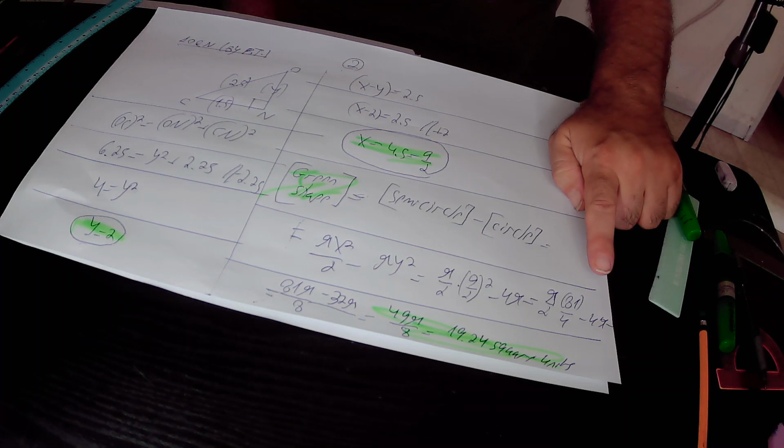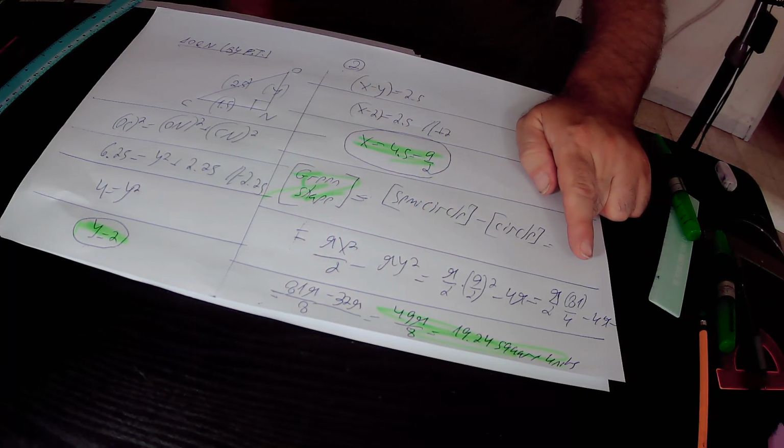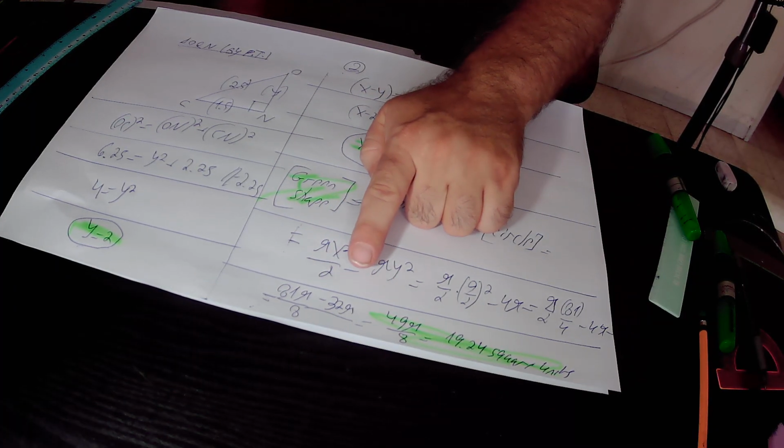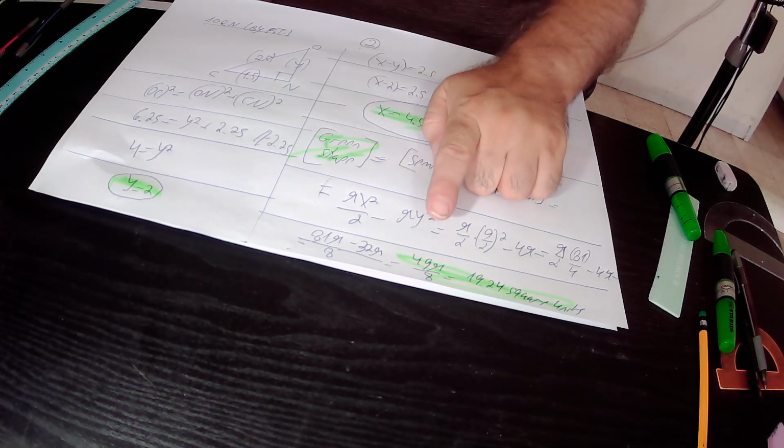Here we multiplied minus 4 pi by 8 and then we divided by 8 in order to combine this expression. Minus 4 pi times 8 is minus 32 pi over 8. 81 pi minus 32 pi is 49 pi over 8.